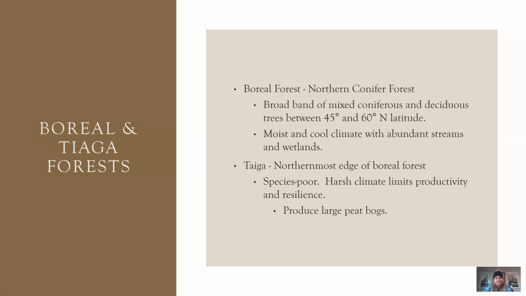Boreal and taiga forests are northern conifer forests, so they're usually found between 45 and 60 degrees north latitude. This is where you see moist and cool climates with abundant streams and wetlands. And the taiga, the northernmost edge of boreal forests, you have species-poor environments. There's harsh climate, which limits productivity and resilience. And they produce large peat bogs.